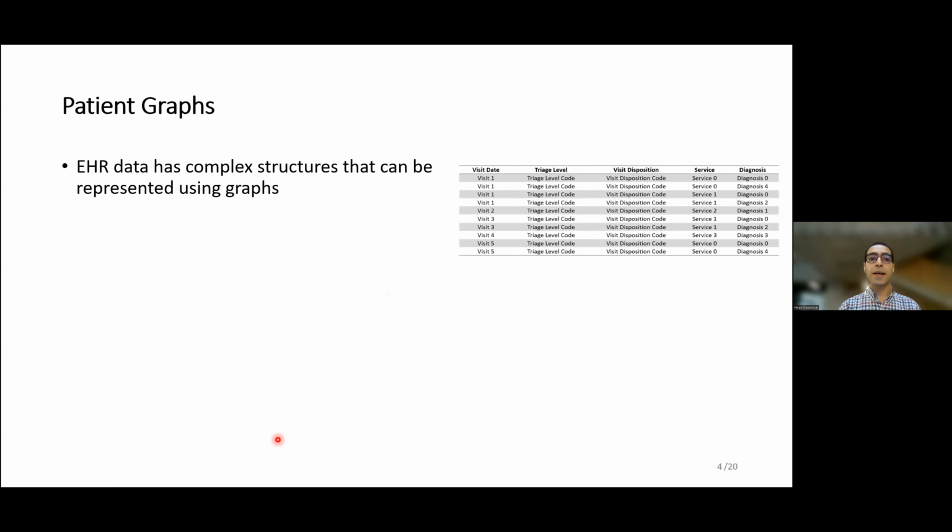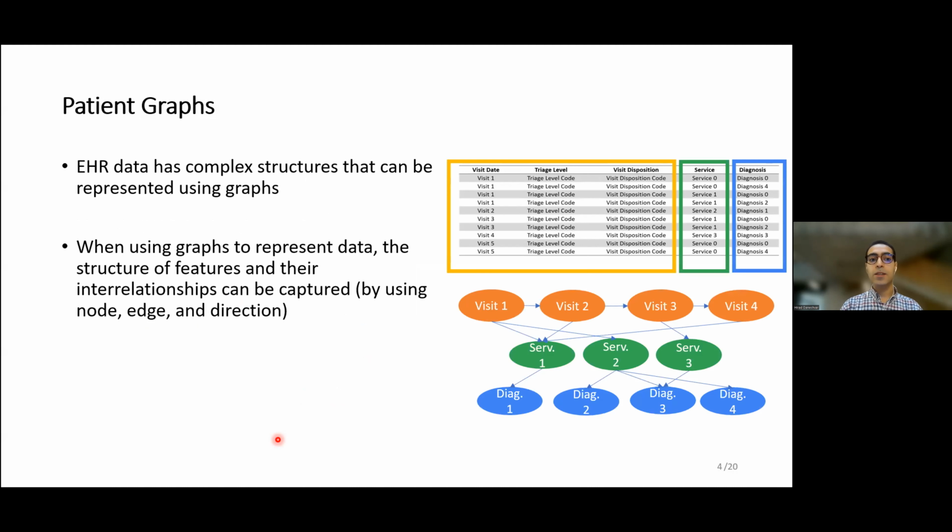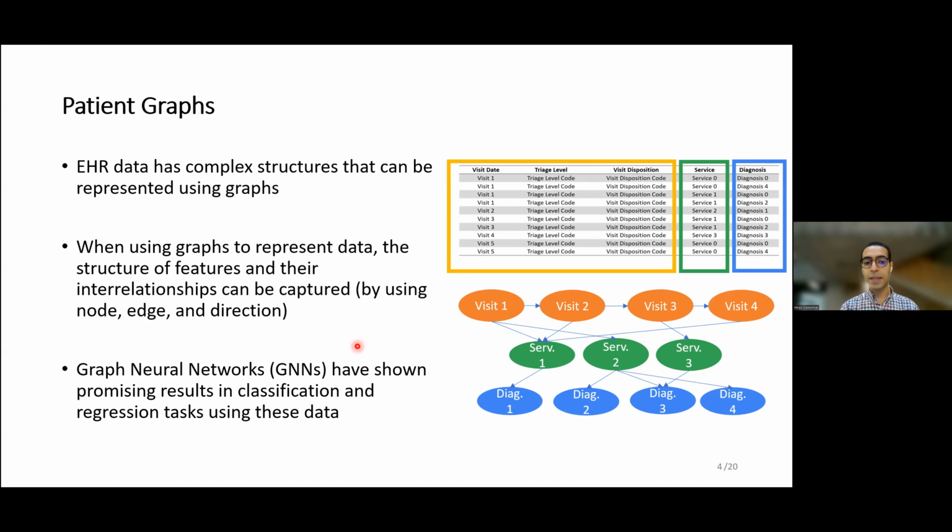EHR data have complex structures that can be represented using graphs. When using graphs to represent data, the structure of features and their interrelationship can be captured by using nodes, edges, and directions. As you can see on the right, the orange nodes are our visit nodes, which we extract from this portion. The green ones are our service utilization data, and the blue nodes are the diagnosis data. Graph neural networks, or GNN, have shown promising results in classification and regression tasks using these data.